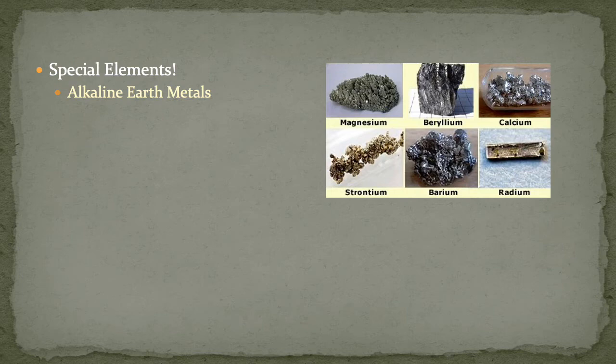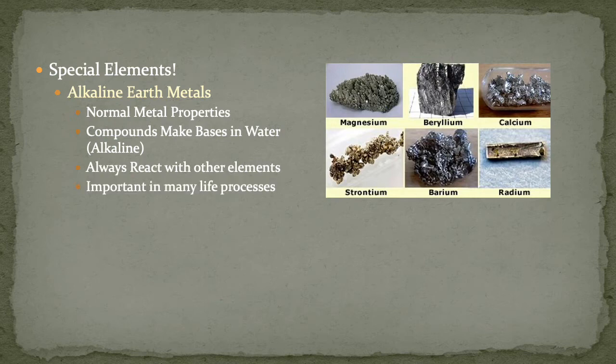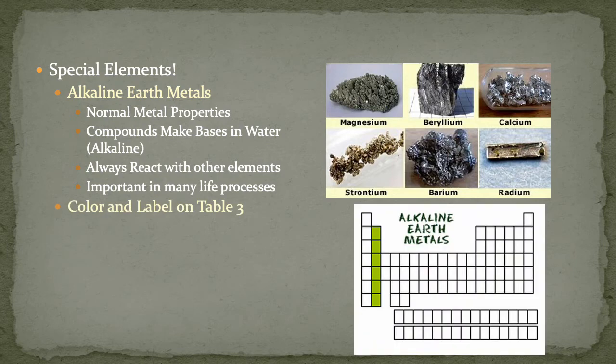The next group of elements we want to talk about are the alkaline earth metals: magnesium, beryllium, calcium, strontium, barium, and radium. They also are metals, so they have normal metal properties. And they tend to make bases when you combine them with water, which is why we call them the alkaline earth metals, because alkaline is a word that oftentimes means something is base or basic. They always react with other elements, and they happen to be important in many life processes. Go ahead and color and label the alkaline earth metals on your periodic table.